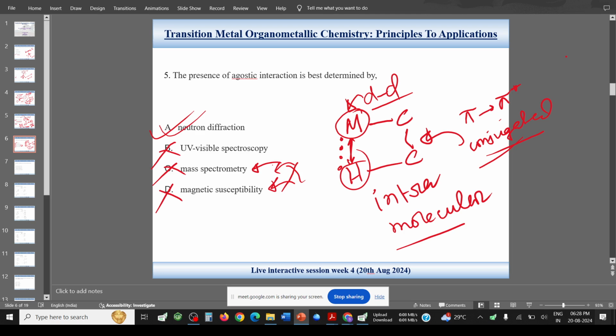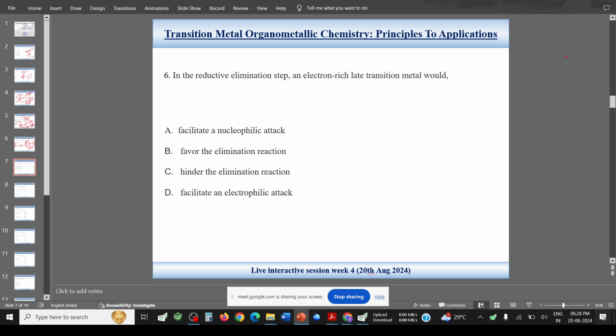Okay. Question number 6: in the reductive elimination step, an electron rich late transition metal would. The options say: facilitate a nucleophilic attack, favor the elimination reaction, hinder the elimination reaction, and facilitate an electrophilic attack.